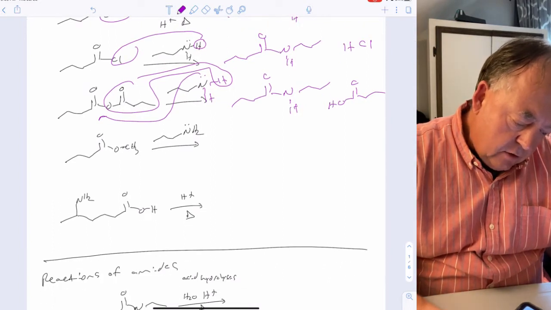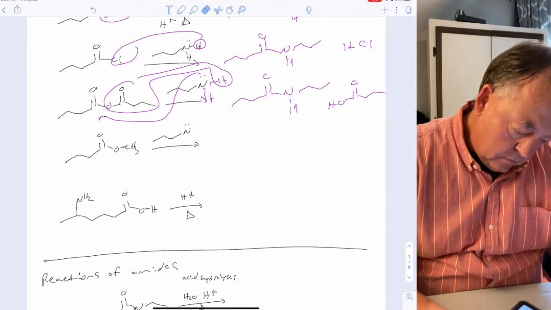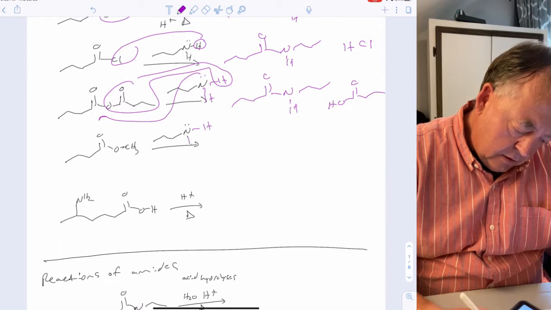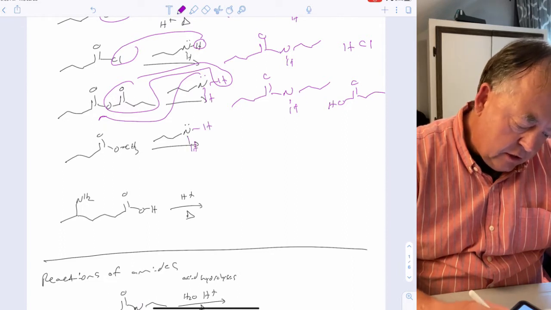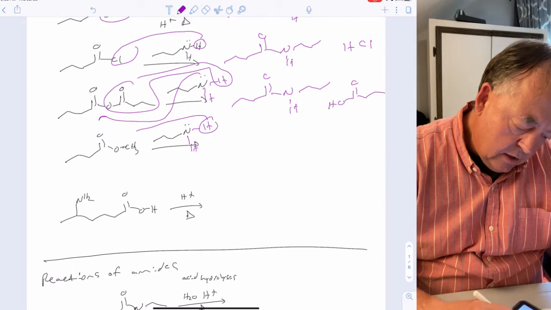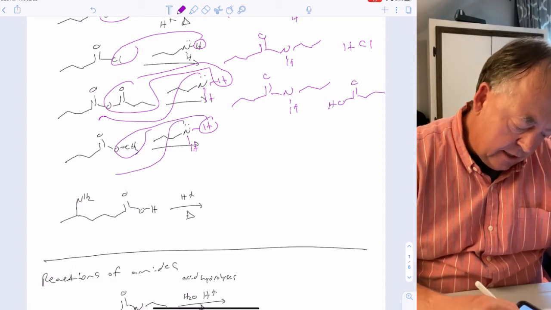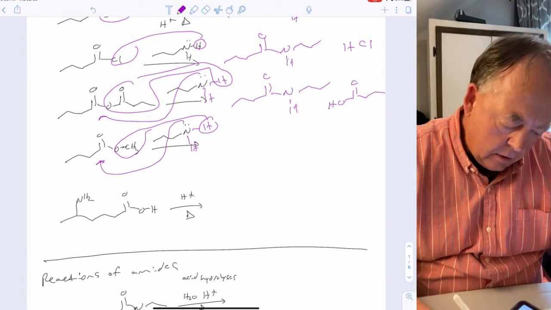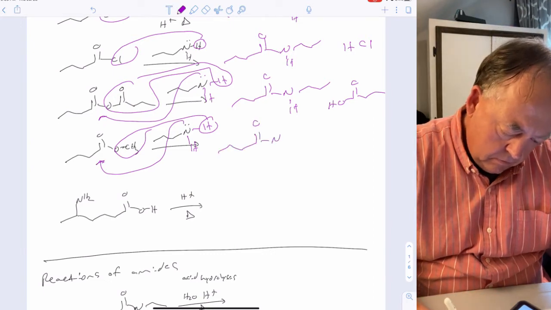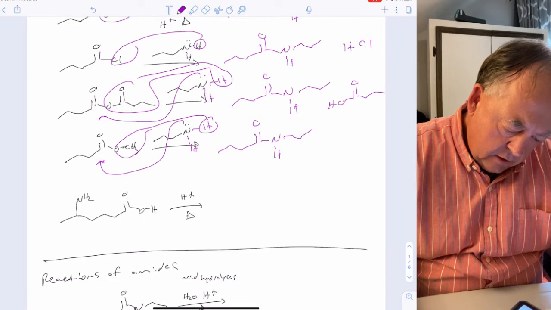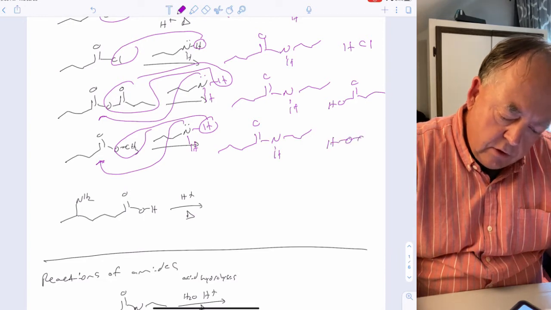Or if it's an ester, however many hydrogens are on nitrogen, you need at least one. Then that will end up with the leaving group, and then the nitrogen and everything else attached to it will end up on the C double bond O. So again, an amide, and now your alcohol is your leaving group.